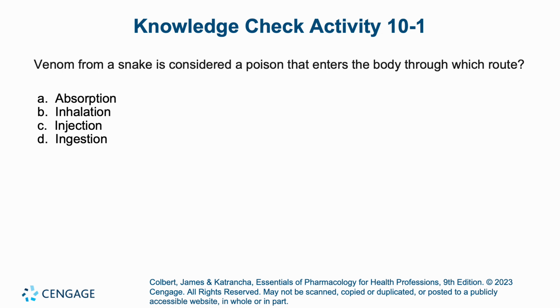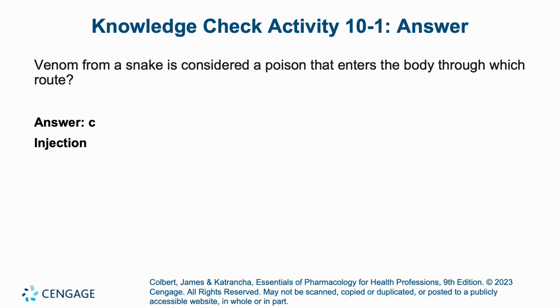Knowledge check. Venom from a snake is considered a poison that enters the body through which route? A. Absorption, B. Inhalation, C. Injection, D. Ingestion. And the answer is C. Injection, because the venom comes from the fangs of the snake, so it is being injected via a puncture wound to the skin.